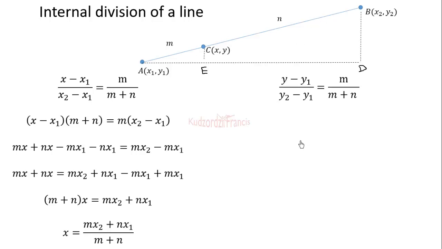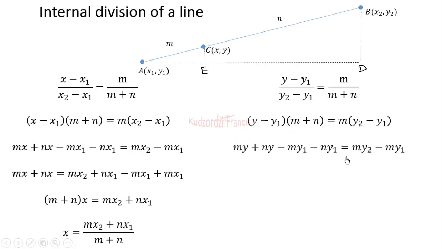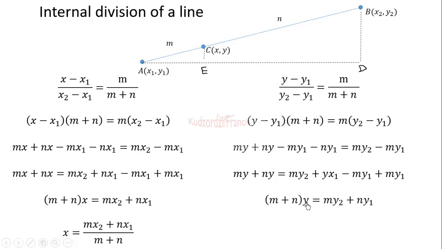So we cross multiply, then we expand to get this. We group the terms with the y on the left, and all other terms going to the right. This and this cancelling out. Then we have m plus n. When we factor this, m plus n times y will be equal to m times y2 plus n times y1. So we divide both sides by m plus n to get y equal to my2 plus ny1 over m plus n.